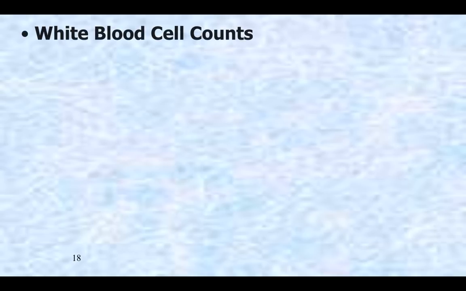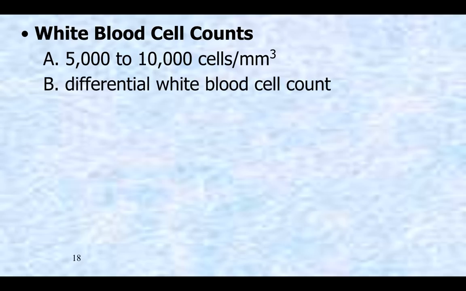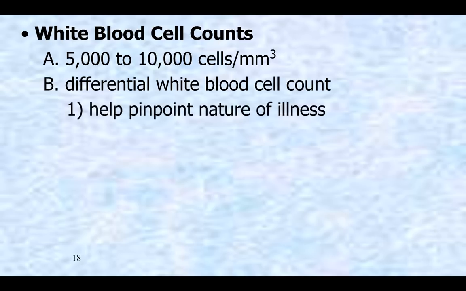Overall, your white blood cell counts are between 5,000 and 10,000 cells per cubic millimeter. Now, when we look back on our red blood cells, remember, this was around 4.6 million when we talked about males. So there are a lot fewer white blood cells. And you have differential white blood cell counts based upon what's going on in your body. Are you currently fighting an infection? If so, we're going to find differential white blood cell counts. It's going to help us to pinpoint the nature of your illness.